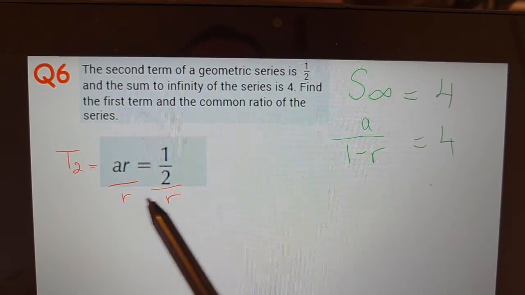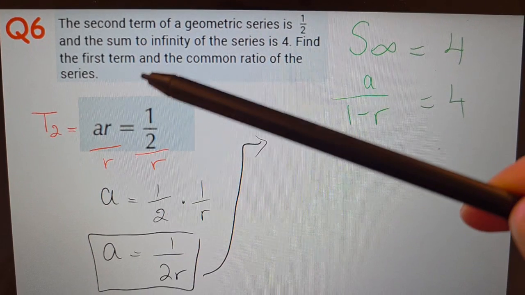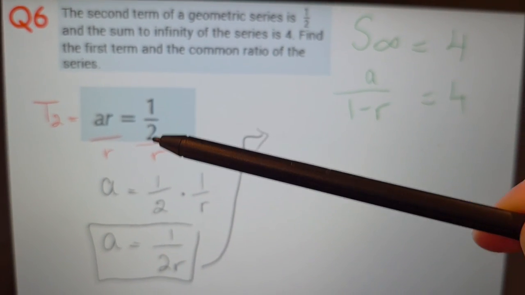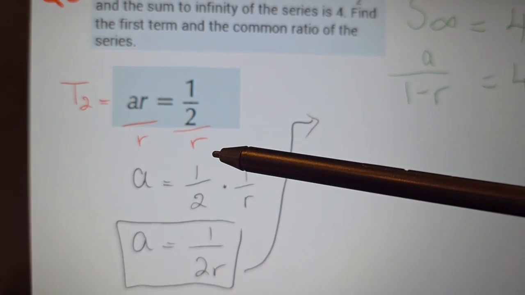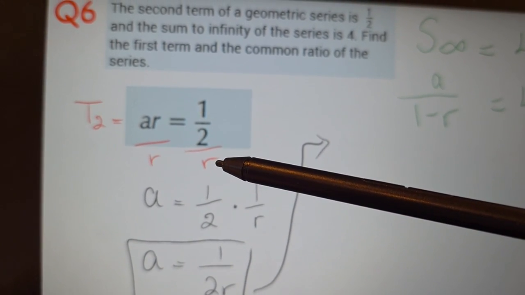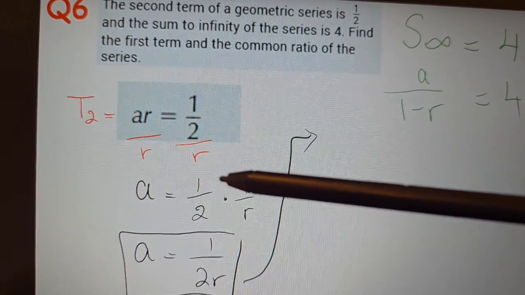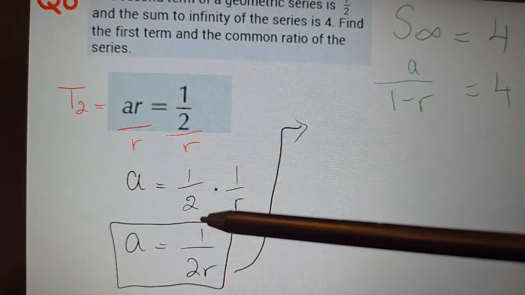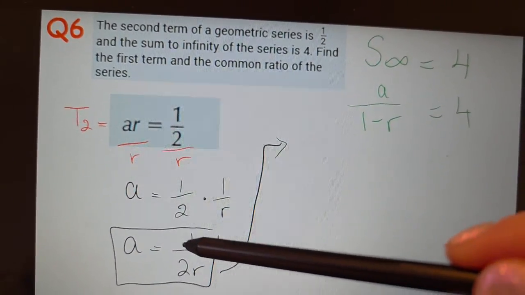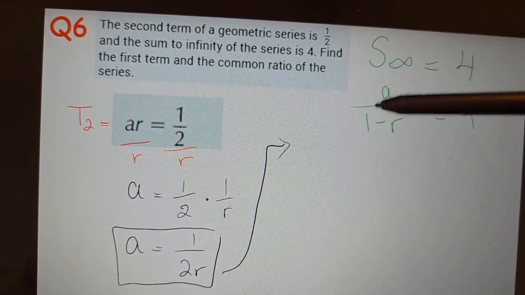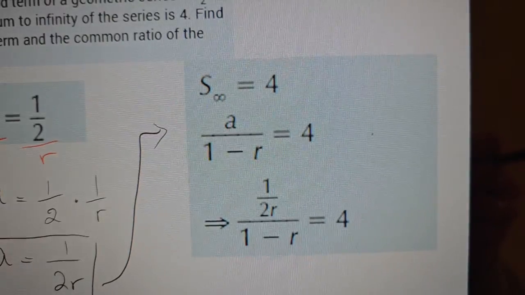So I divide across by r to get a on its own. That will then leave me with a is equal to 1/2 divided by r. Leave the top fraction alone, change your sign to multiply, flip that second fraction upside down. r on its own will be the same as r over 1. So then if you flip it upside down, it becomes 1 over r. Top by top, bottom by bottom. a can now be written as 1 all over 2r. So I've now expressed a in terms of r, and I can sub my value for a back into this equation here. So where you have an a, I'm going to replace it with 1 over 2r.